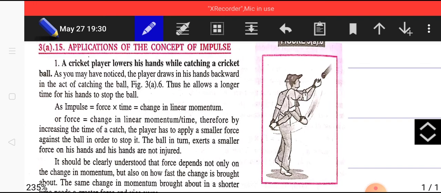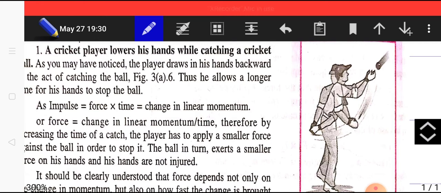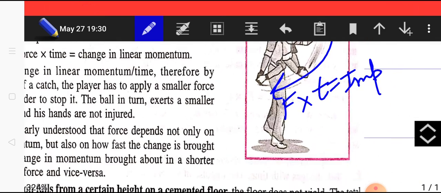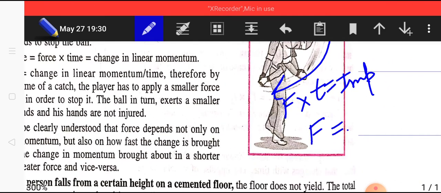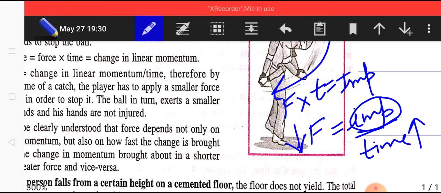Next, there are a few applications of impulse. A cricket player lowers his hand while catching a cricket ball. When he lowers his hand, it gives the player some time. So if time is increased, then we know that force into time is equal to impulse. So if time will increase, we can see here that F is equal to impulse divided by time. As the impulse is constant for the ball, if you increase the time, the force on the hands will decrease.